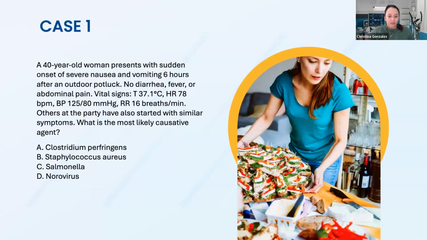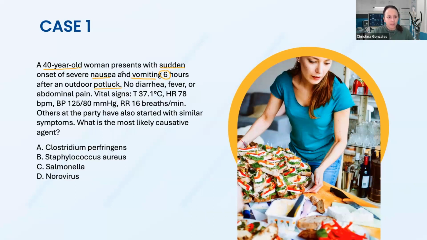All right, case one. So I'm going to pull out my pen here so that we can dissect it together. Case one, we have a 40-year-old woman. She's coming in with a sudden onset of severe nausea and vomiting, and this started about 6 hours after an outdoor potluck. A very, very specific time frame. Time frame is going to be really important when we're looking at these cases.